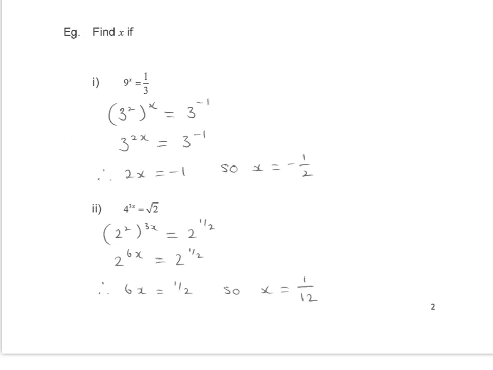Part 2 then, same principles, we want the same base number. So the 4 can be written as 2 squared. Root 2 can be written as 2 to the power of a half. And again, power raised to another power, we multiply them together to get a 6x. Base numbers are the same, so we just have to equate the powers together. So 6x has to equal a half. Again, solve the equation and we get x is equal to 1/12.